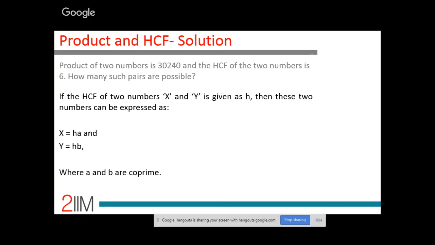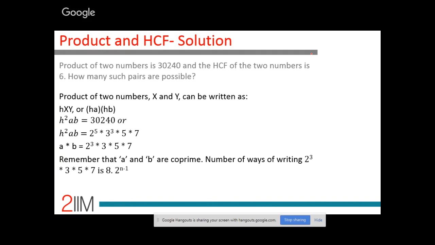LCM of HA and HB in the general context is H times A into B. When two numbers are HA and HB and HCF is H, then A and B are co-prime and LCM has to be H into A into B. So whatever the HCF, extract that. What you are left with, that has to be co-prime. Multiply those two and then the HCF, then you'll get the LCM. And so once you have done this, then this question becomes very routine.